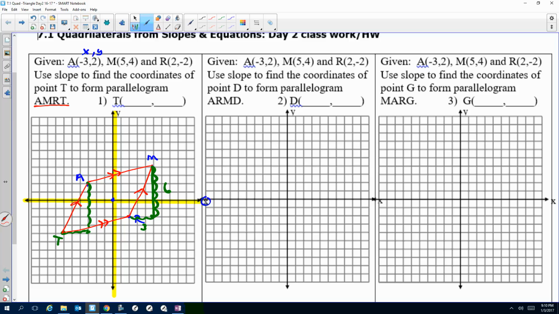So go in order, that's the key. Now we're just going to write the ordered pair of this point. So remember, start from the origin, we have to go to the left 6 units, and then we have to go down. So our answer would be negative 6, negative 4.